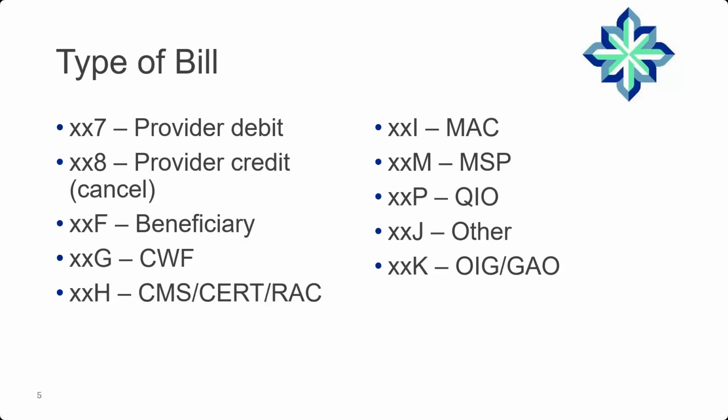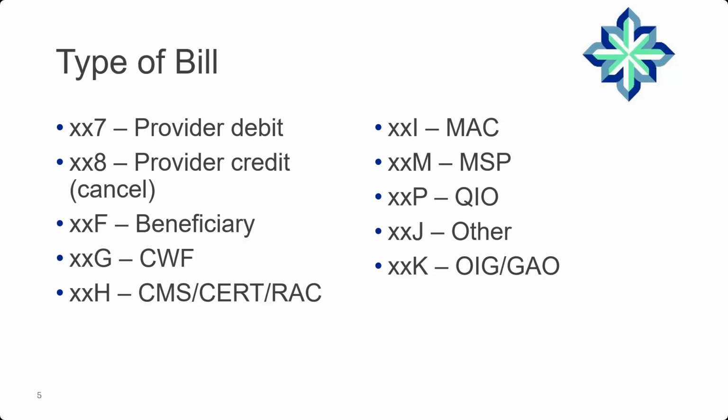Now here you will see a list of all the possible frequencies that can be used for an adjustment. I can say that after 28 years in Medicare, there are still a couple that I have honestly never seen. If the provider requests a debit adjustment, the type of bill is going to end with a 7. If the provider initiated a cancel, it's going to end with an 8.